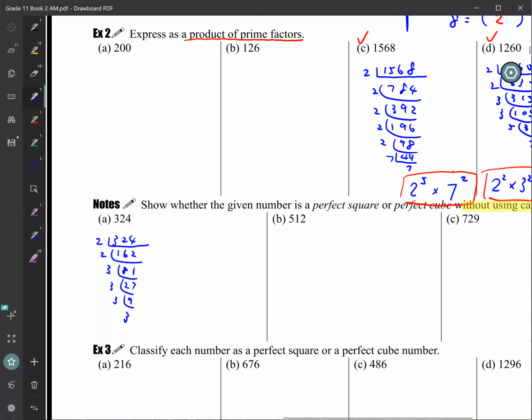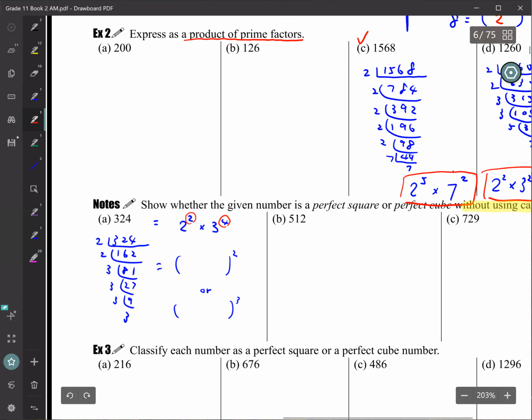Okay, so 324, I can write it as 2 squared times 3 to the 4. I want to see if it's possible to make it into something square or something cube. So what we can do is we look at the exponents now, because both of them are divisible by 2. So I can sort of take out the exponent from each.